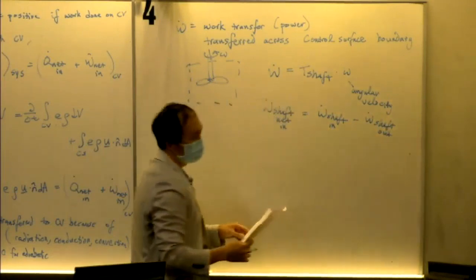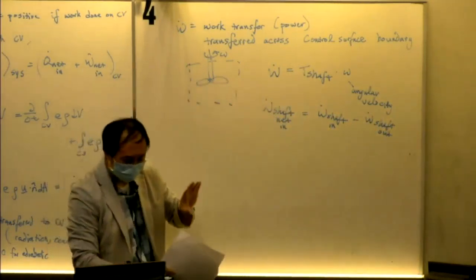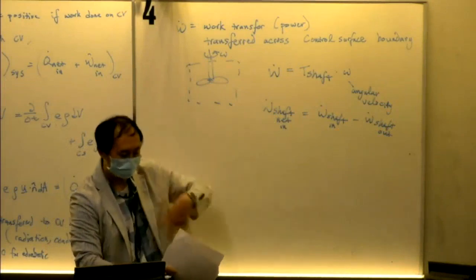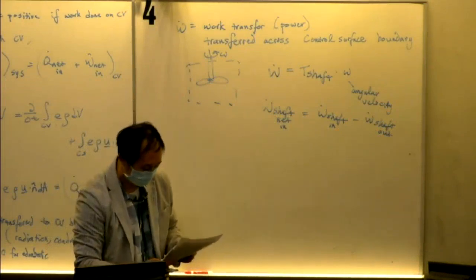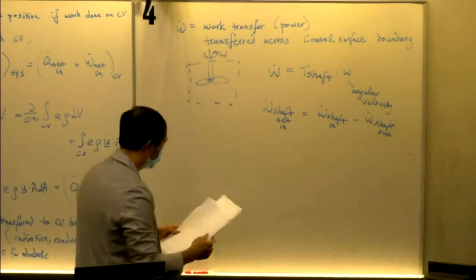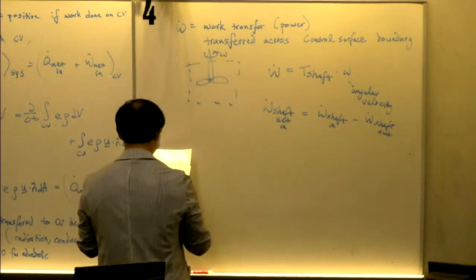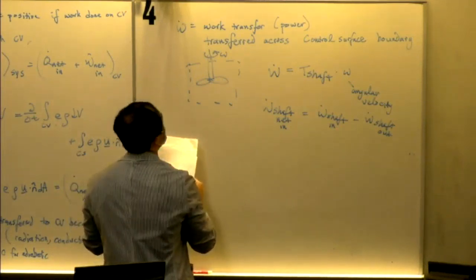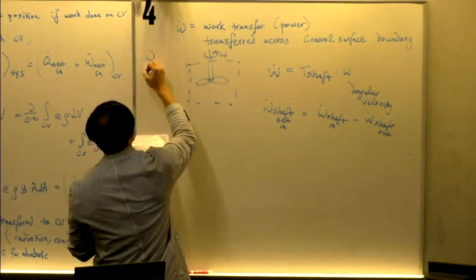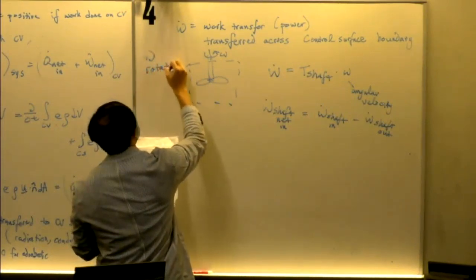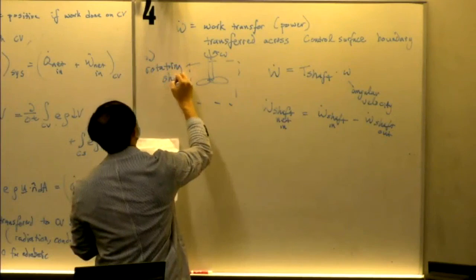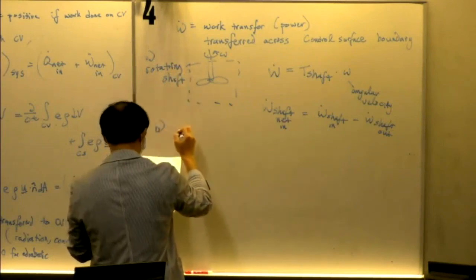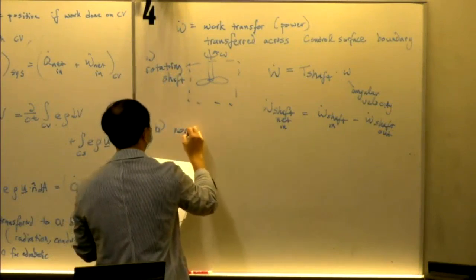A pump is the opposite of a wind turbine. A wind turbine takes energy out of the flow. A pump turns and changes the fluid momentum. So this is part A, rotating shaft. Almost done here. And part B is a normal stress acting over a distance.